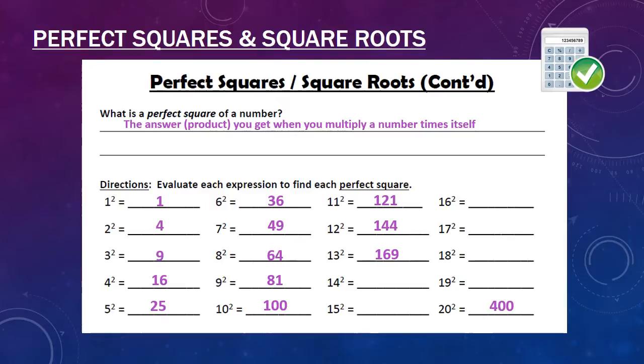14 squared, or 14 times 14, is 196. And these are easy because 13 and 14 have the exact same numbers. The only difference is the last two numbers change places.